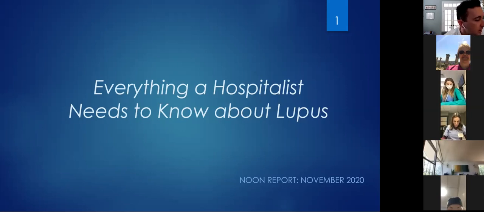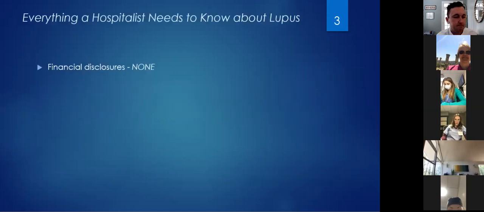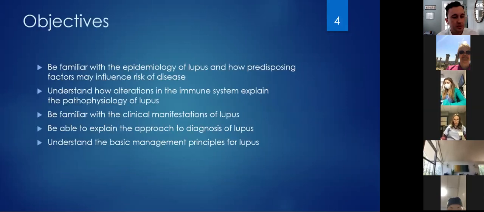So this is the original title of my lecture, and then it slowly morphed into this, which is a little more inclusive. All right, I've got no financial disclosures, and these are our objectives. Basically, we're going to talk about the epidemiology of lupus and how different predisposing factors may influence your risk of getting the disease. We'll go over different aspects of the immune system and how they play a role in lupus. And then we'll talk about the clinical manifestations and the diagnosis, and then briefly touch on some basic management principles, okay?